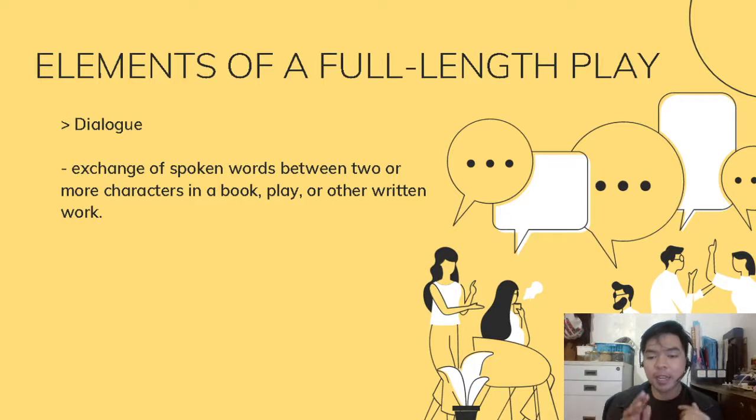It's just that in full length play, the writers or the authors or the directors of the play have a lot of room in terms of creativity, in terms of experimenting with the characters, and they have a lot of time. They have a lot of room to fill in terms of the dialogue. So they can be creative. They can also be experimental in terms of the dialogue that they want their characters to say.